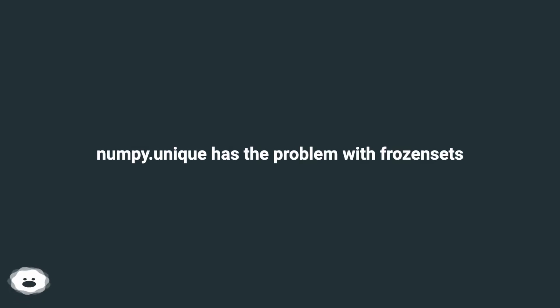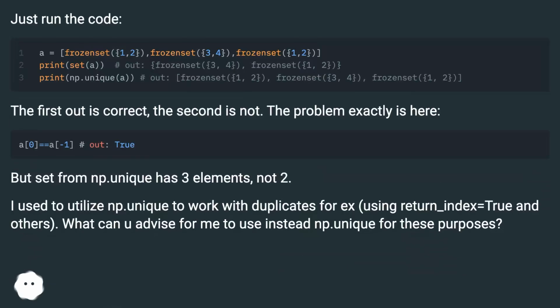Numpy.unique has a problem with frozensets. Just run the code. The first output is correct, the second is not. The problem exactly is here. But the set from np.unique has 3 elements, not 2.